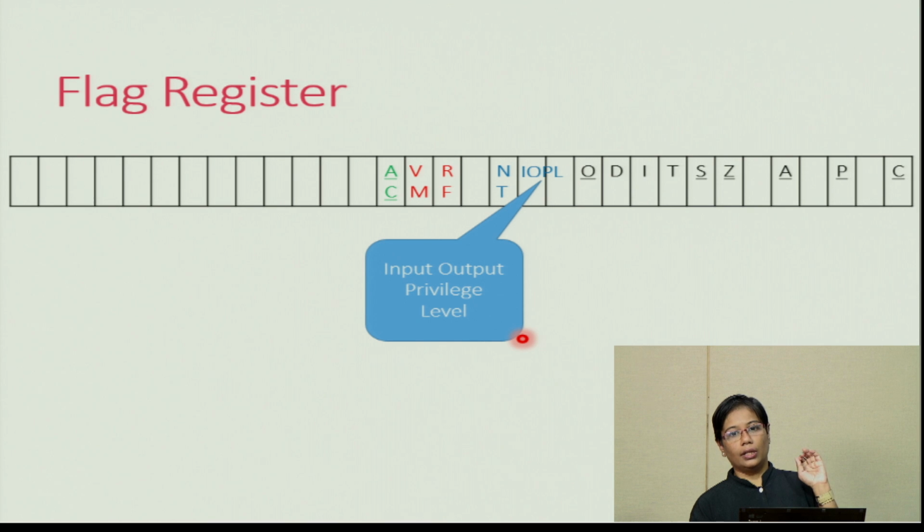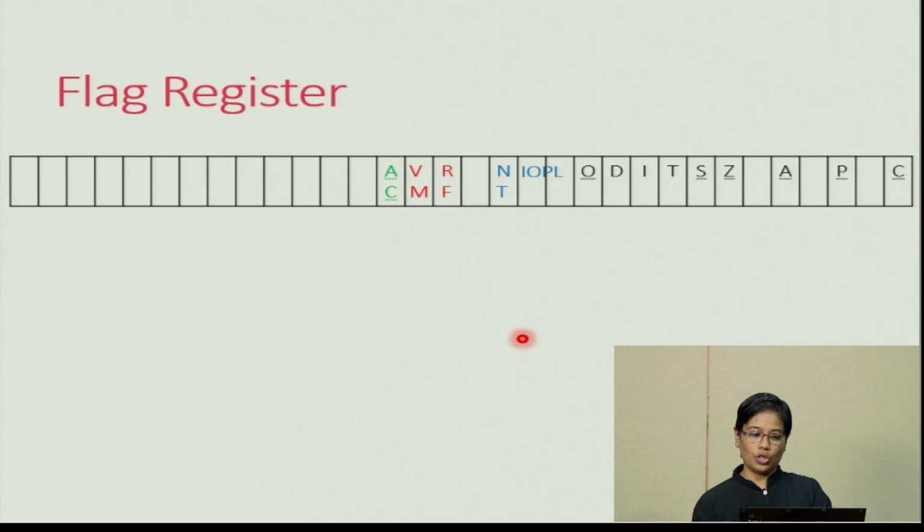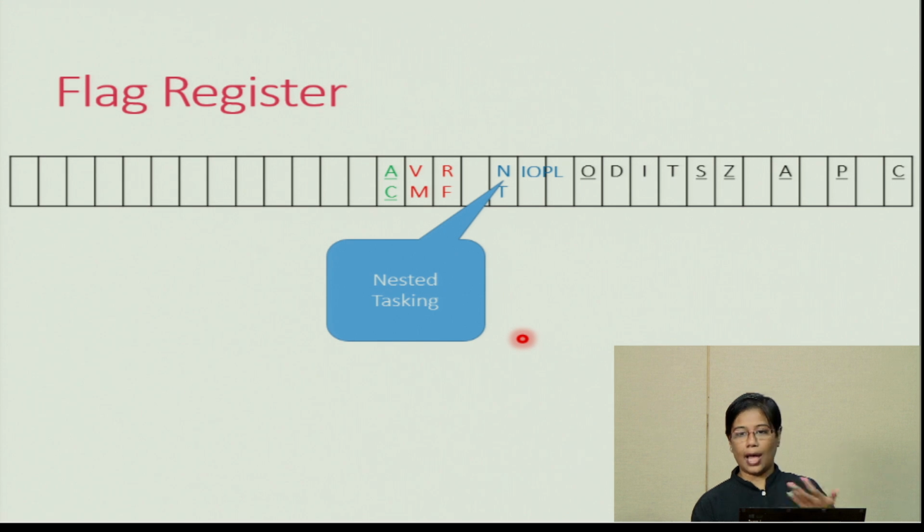But right now, the input-output privilege level bits are going to be used in the protected mode of operation. They are called IOPL or input-output privilege level bits. There is one bit which is used in nested tasking. Again, it makes sense only when we are talking about multitasking environments or protected mode of operation. So again, we will not be examining this particular bit in detail.